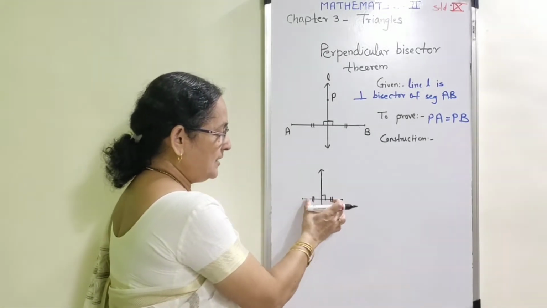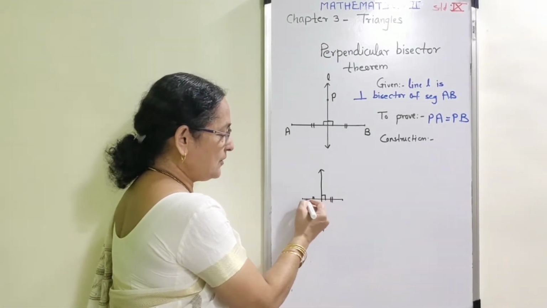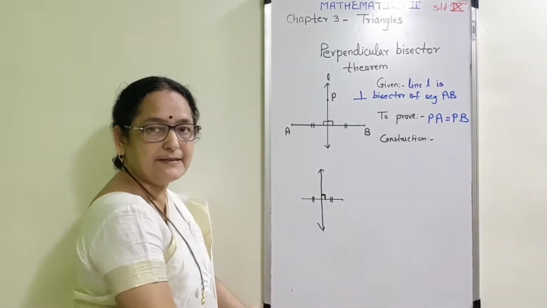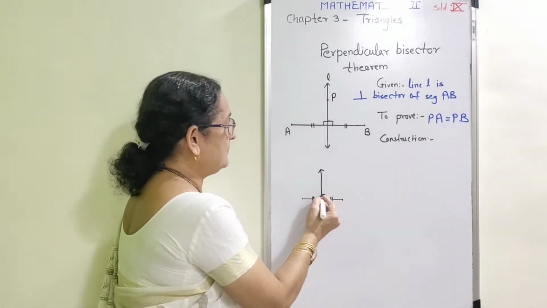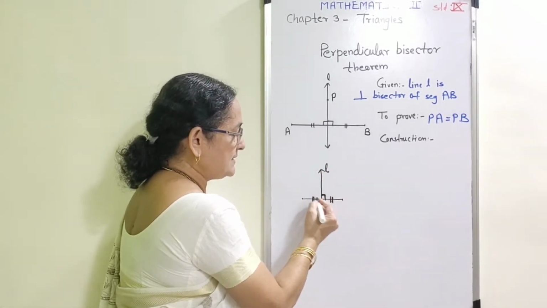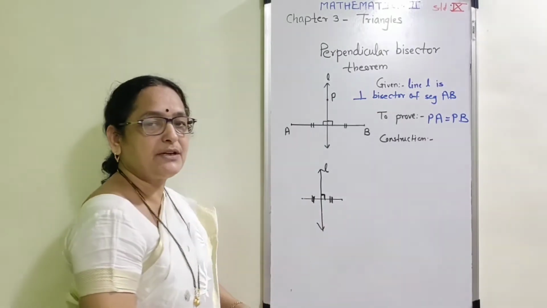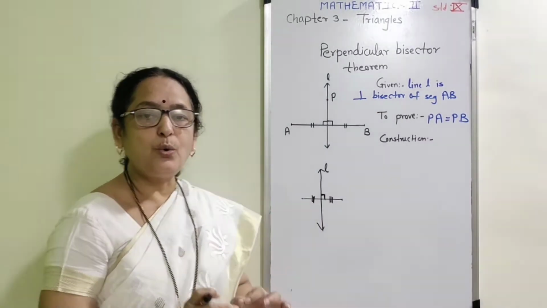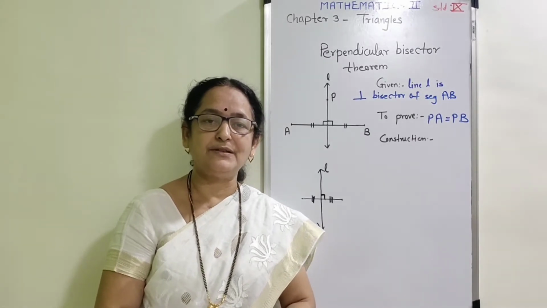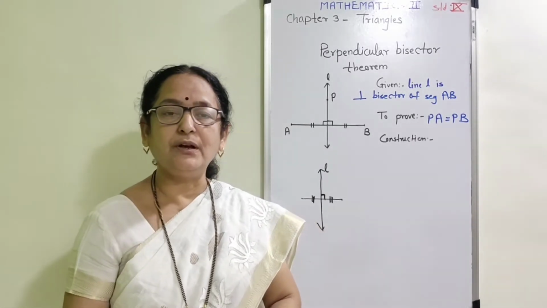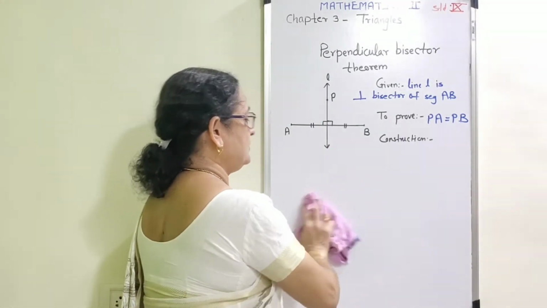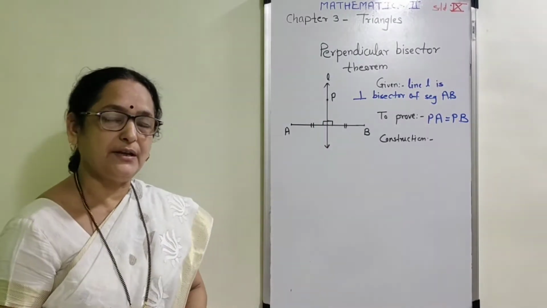When a line passes through the midpoint of a given segment and it is perpendicular to the given segment, at that time that line is said to be perpendicular as well as bisector. Bisector means which makes two congruent or two equal parts of the given line segment. Now we are going to learn the statement of the theorem, that is, what is given in the perpendicular bisector theorem.